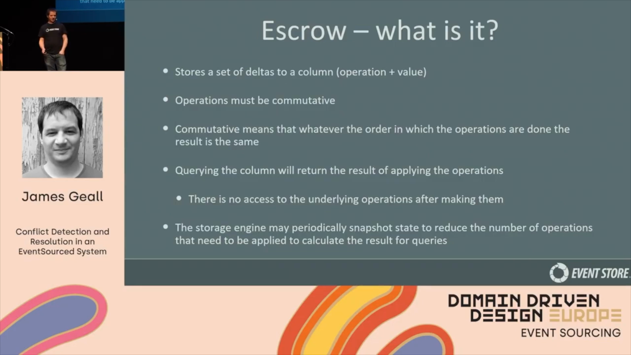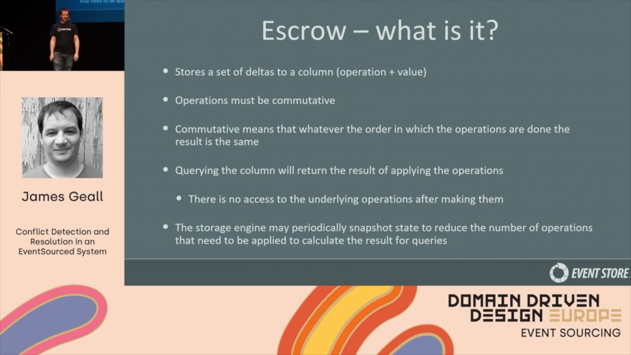Why is it interesting? It stores a set of deltas to a column rather than an entire row. So it's the operation that was performed and the value. The operations must be commutative. That means that you must be able to apply them in any order and get the same result. Querying the column actually gives you back the result of applying all the operations. So anytime you query the column, you get back a rolled up state. You don't get back all the operations, just the current state that's calculated off those operations. Those of you familiar with event sourcing can see why this is relevant. There's no access to the underlying operations after making them. So while you get the rolled up state, you can't see what those operations were to get to that state.